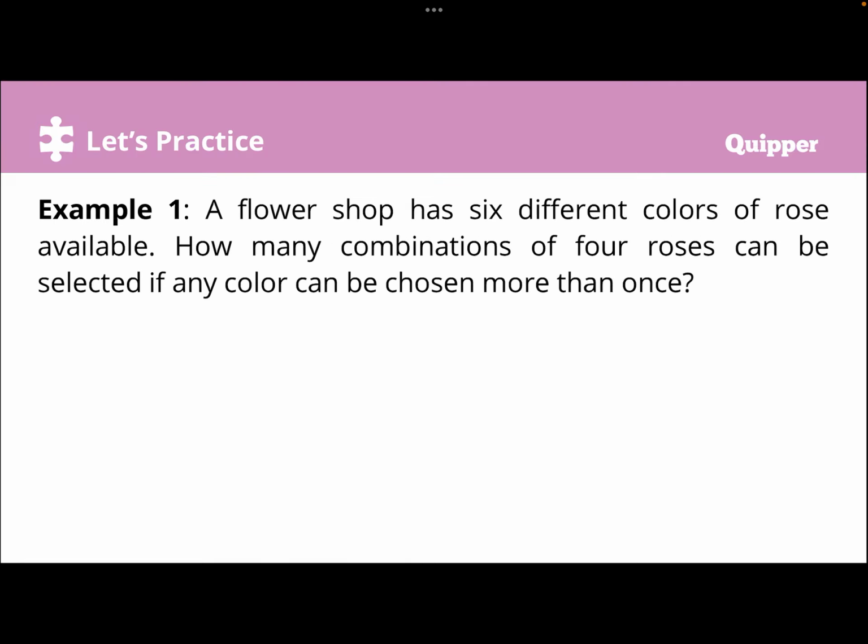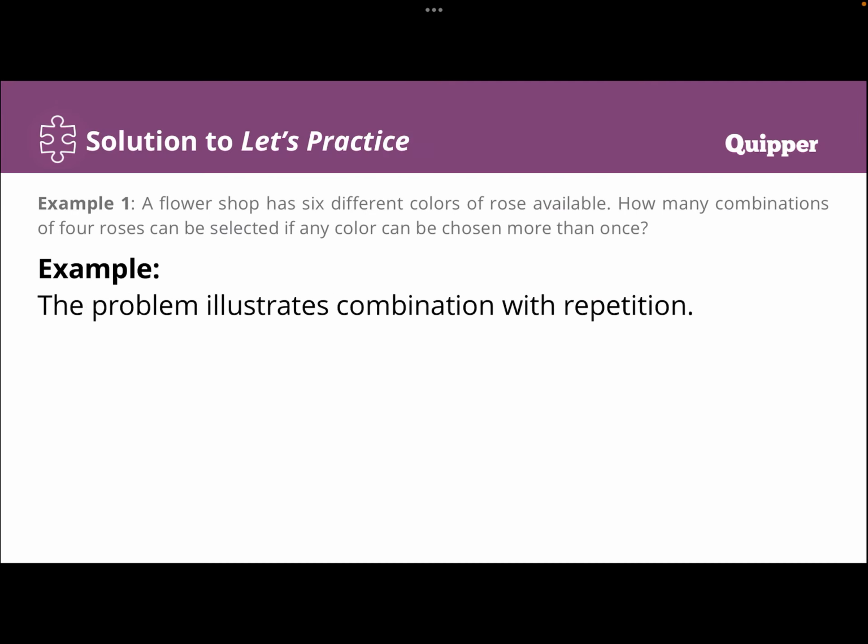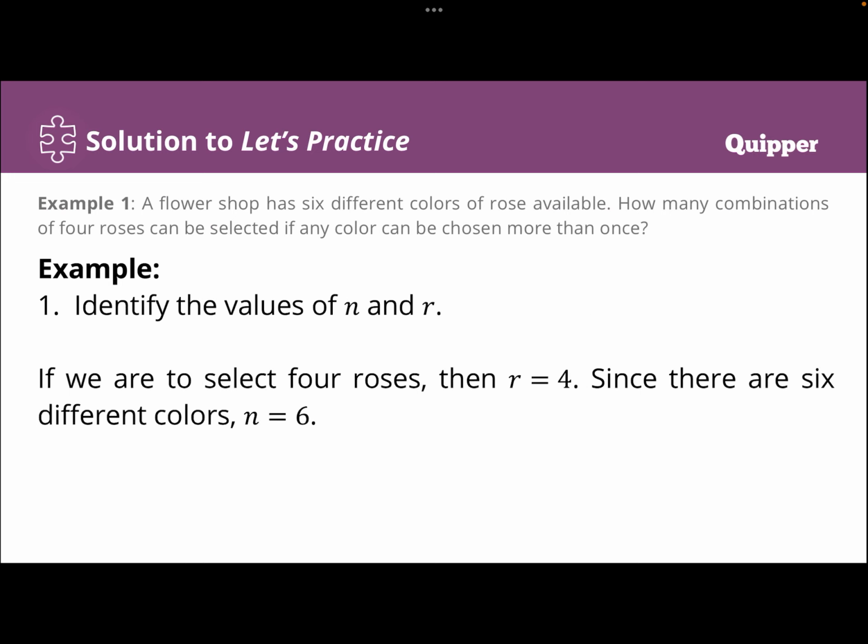Okay? Next. Let's have example number 1. A flower shop has 6 different colors of rose available. How many combinations of 4 roses can be selected if any color can be chosen more than once? Okay? So, first, the problem illustrates combination with repetition. This is an example of a combination with repetition problem.